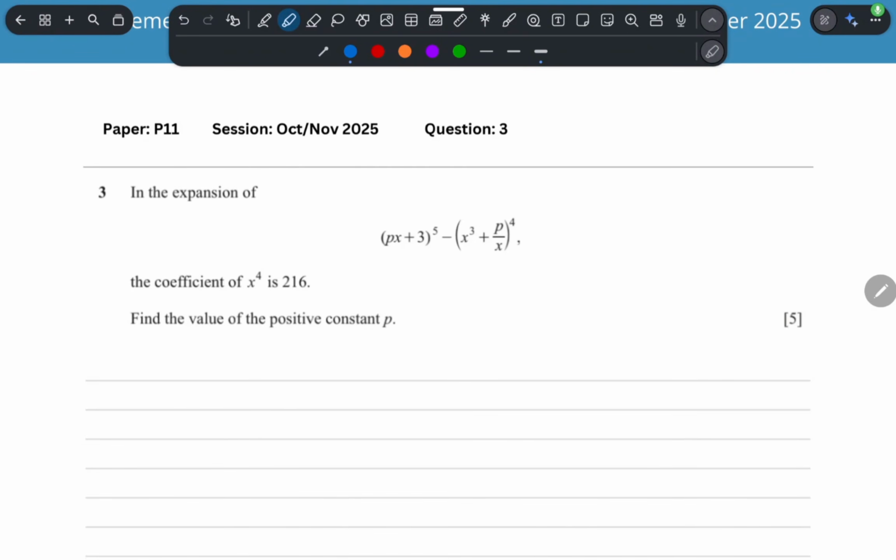In this question, it is given that in the expansion of (px + 3)^5 − (x^3 + p/x)^4, the coefficient of x^4 is 216. So this basically means that we get 216x^4. We need to find the positive constant p.